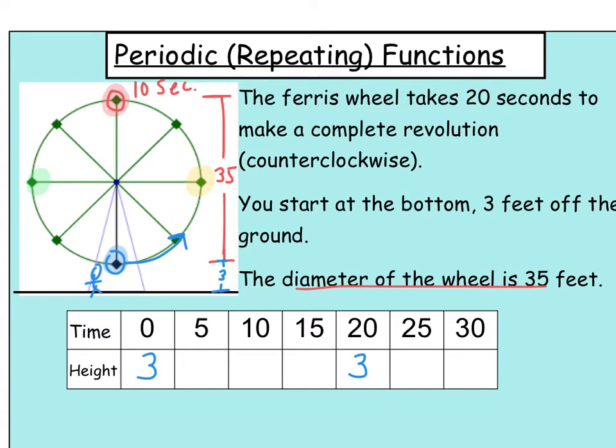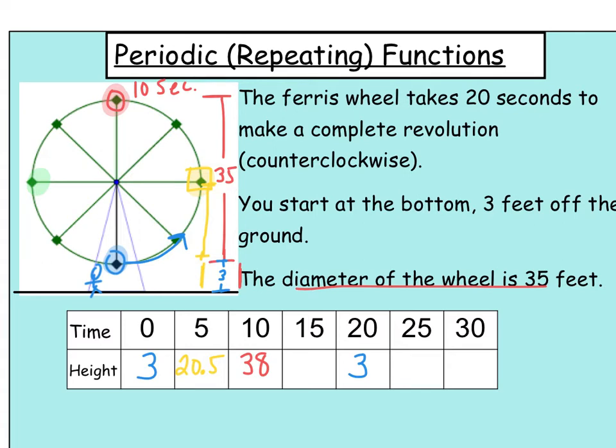Okay, you are 3 feet off the ground, right here, plus the 35 feet of the wheel. So you're going to be actually 38 feet off the ground at your highest point. When you're at 5 seconds, we said over here, that's going to be your total height: the 3 feet plus half of the 35. Half of 35 is 17.5. So 3 plus the 17.5 is going to put you at 20.5 for a height.